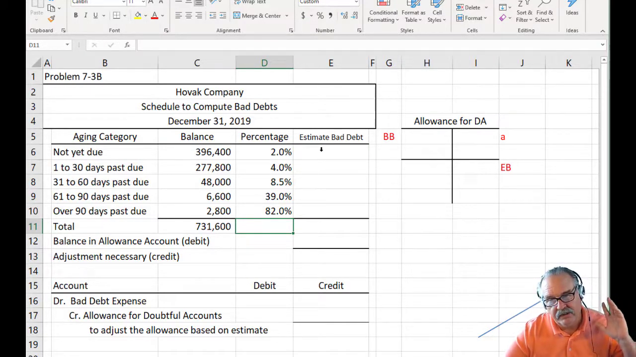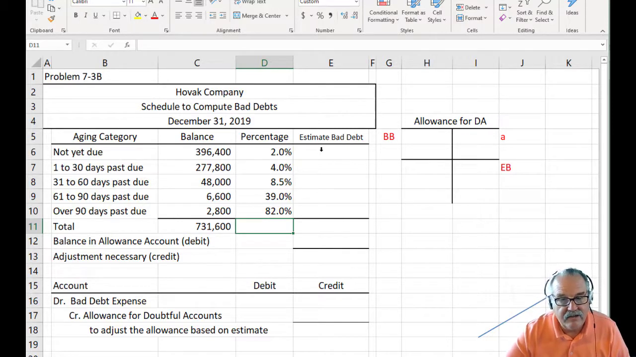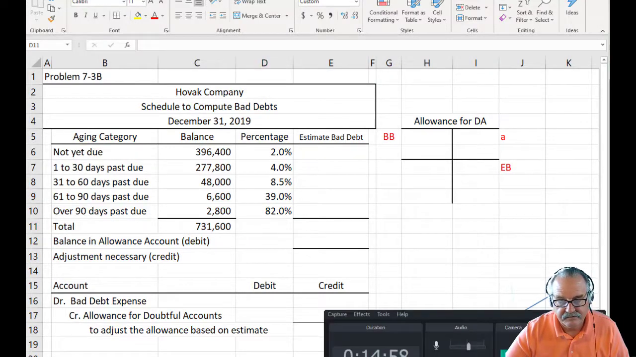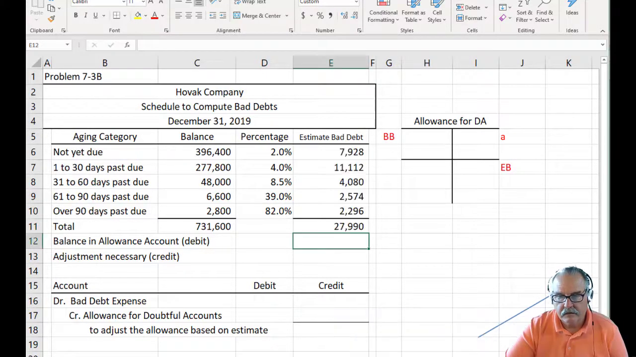So what you might do here is stop the video, do the calculations, and then total it up and see what you estimate as the bad debt. And I will do it and be right back. Okay, so if you did the math, you should have gotten 27,990. If you didn't get 27,990, check your math. But that's just literally multiplying the balance times the percent to get the estimated bad debt.